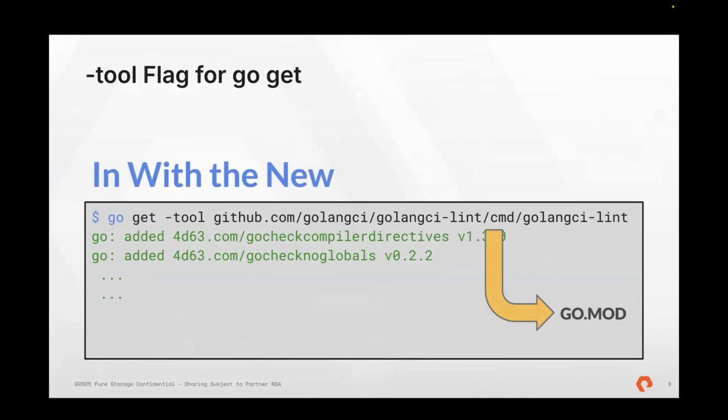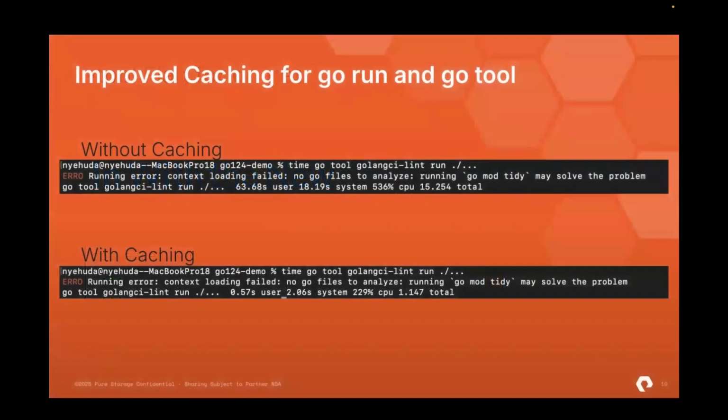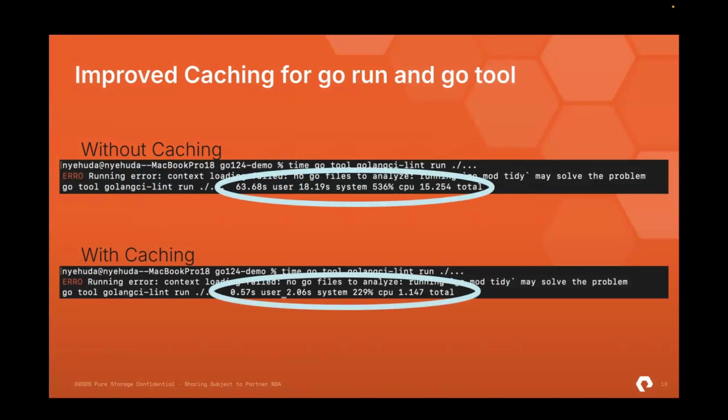This isn't the only benefit that comes with the new version of Go. We also have caching improvements. This has to do with go run and go tool. So now let's look at our project. Remember, we have no lines of code. We only have 2 files. We run the lint tool within this location. And even then, it still needs to build the binary and discover we have no files. It's fine. It'll take 63.6 seconds.